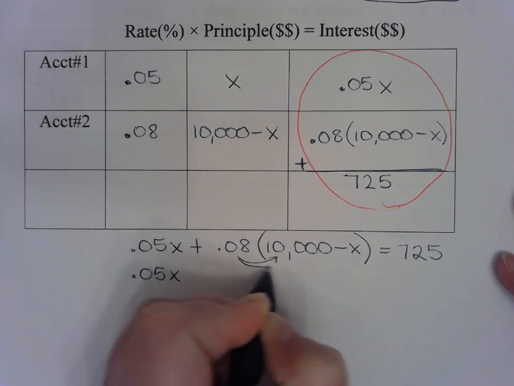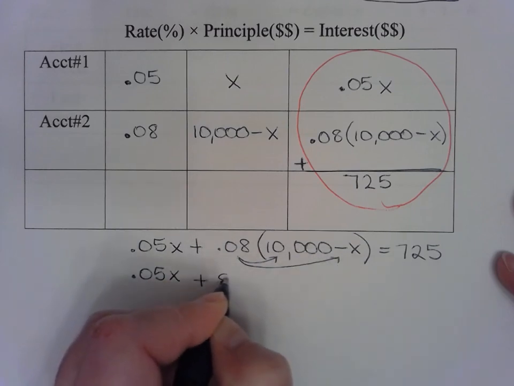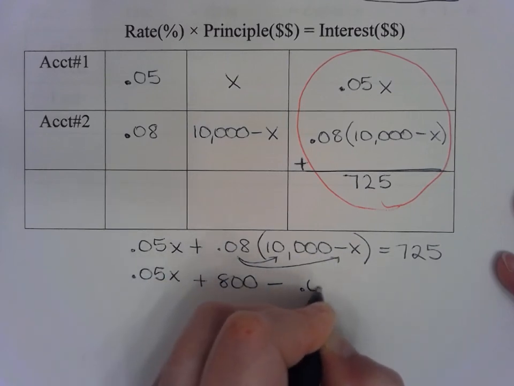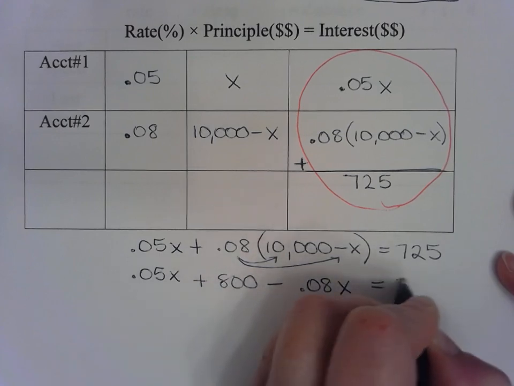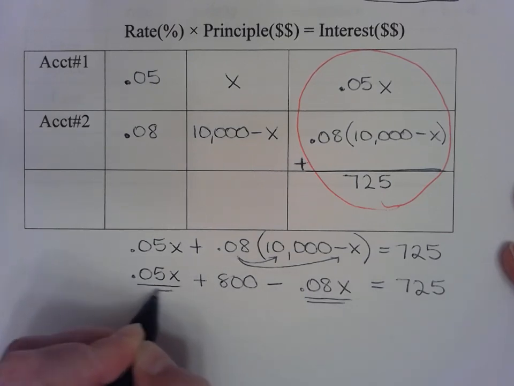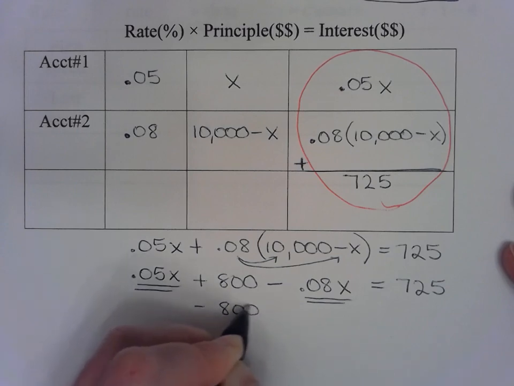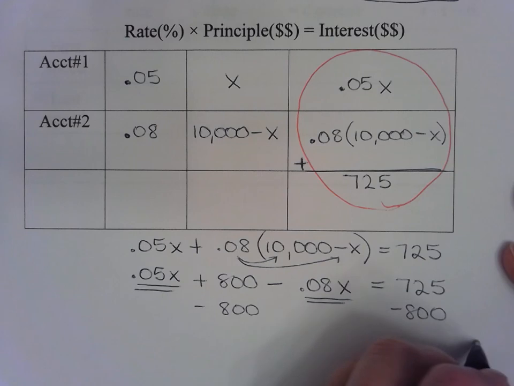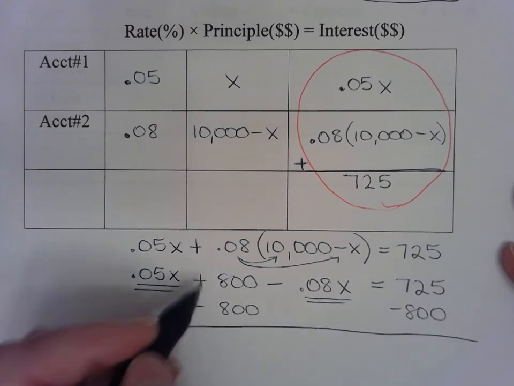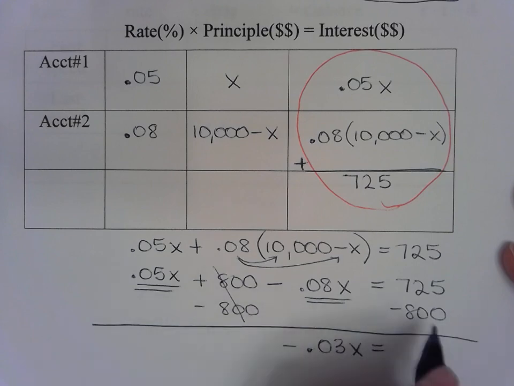So we're going to distribute our 0.08, and that's going to give us 800 minus 0.08x. We want to combine our x's together, and I'm going to do 2 steps at once. We're also going to subtract this 800 over to the other side. Okay, so 0.05x minus 0.08x would be negative 0.03x. And on the right hand side, I'm going to have negative 75.